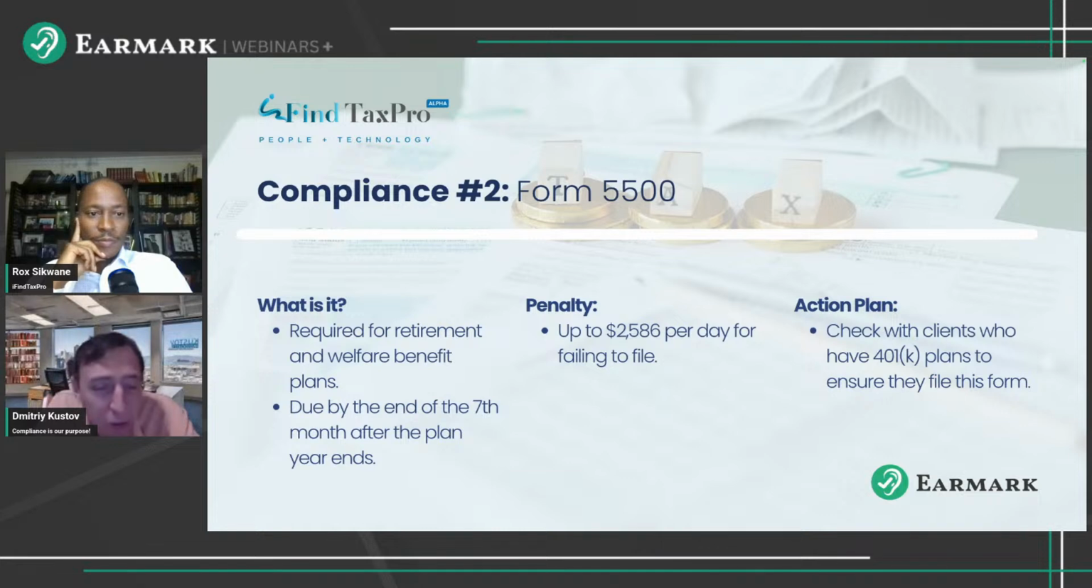But the penalty is also pretty rough. It's $2,586 a day. A day. If the plan administrator fails or refuses to complete an accurate return, and then there is $250 per day for not filing returns for certain plans, and so on. So they're very, very rough in this case.